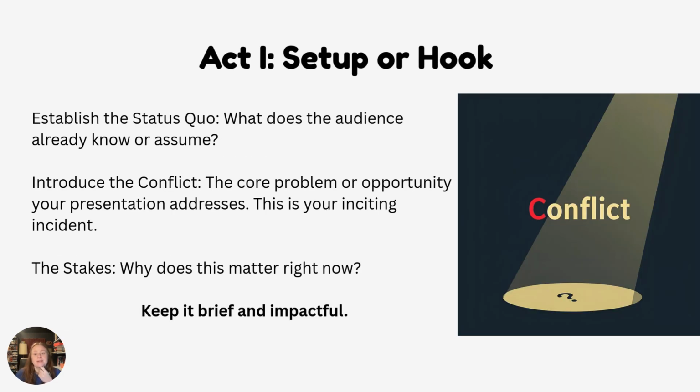So getting into that 3-act structure, Act 1 is our setup or our hook. It's where we're establishing the status quo. So what does the audience already know, or what do they assume? We're starting to get into the conflict to see what the actual issue is, or what the problem that we're addressing is, whatever the purpose is, the thing that's brought us to this presentation. We're seeing that here. And then we're going to start to see the stakes. And so you want to keep this brief and impactful. Generally, the shorter it is, the more it's going to hammer home with the audience.